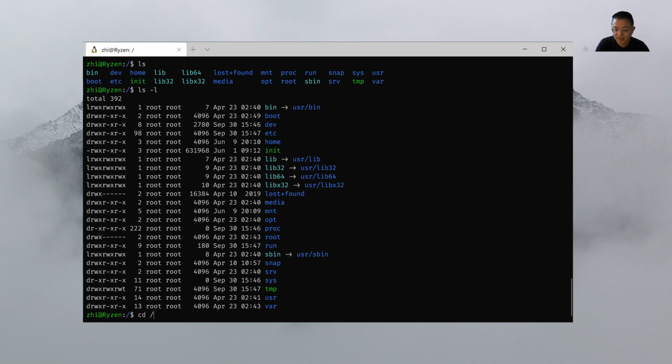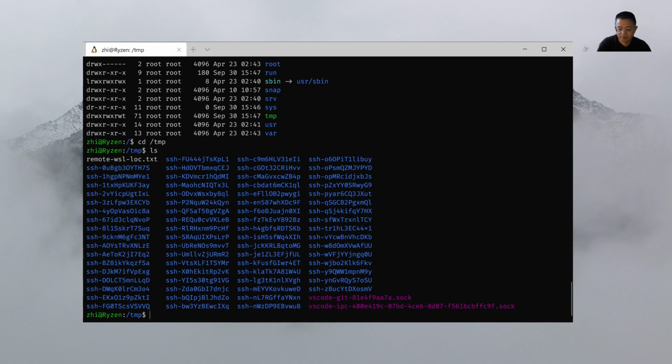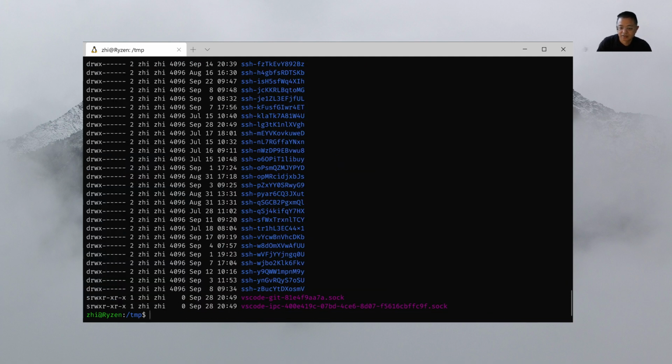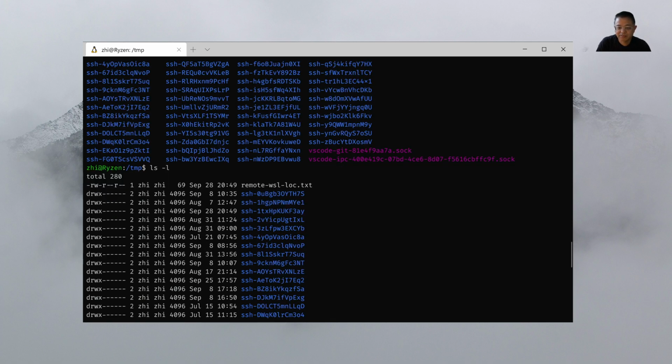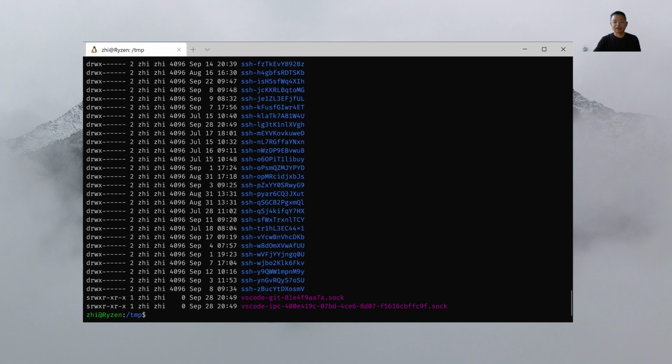If you look at the temp here, this is on my own computer, so everything is owned by myself. But if we have a multi-user system, it's going to have temporary files from different users, and they all have read, write, and execute permission on those files. So the sticky bit basically solves this problem and says, if it's not your own file, you should not touch it.